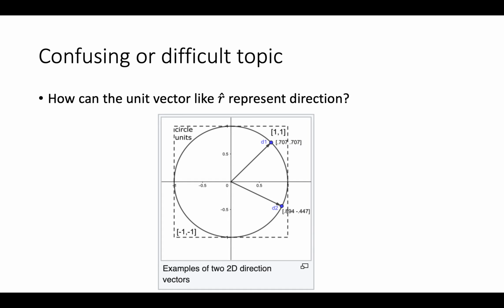However, it will add a direction like that, a line through the origin and the coordinate 0.707 and 0.707. This is how the unit vector represents the direction.